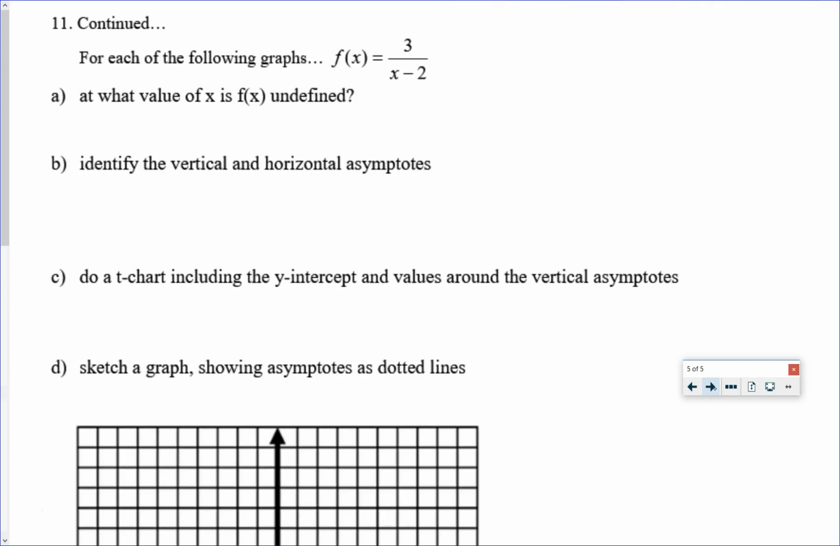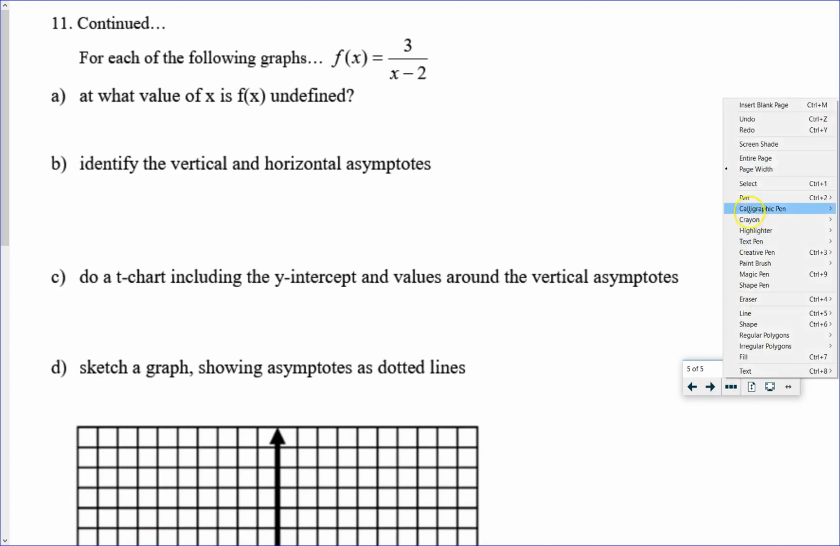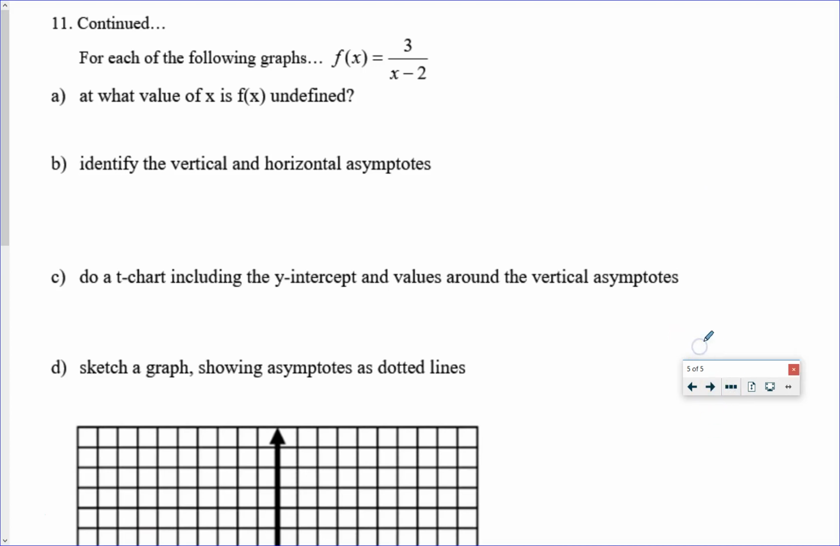Here we go. We have 3 over x plus 2. Again, I should factor if I can. This time I cannot. So let's work with what we get. What value is f of x undefined? So again, what would make this whole thing divide by 0? Well, if x equaled 2, that would make it undefined. So x is not allowed to equal 2.